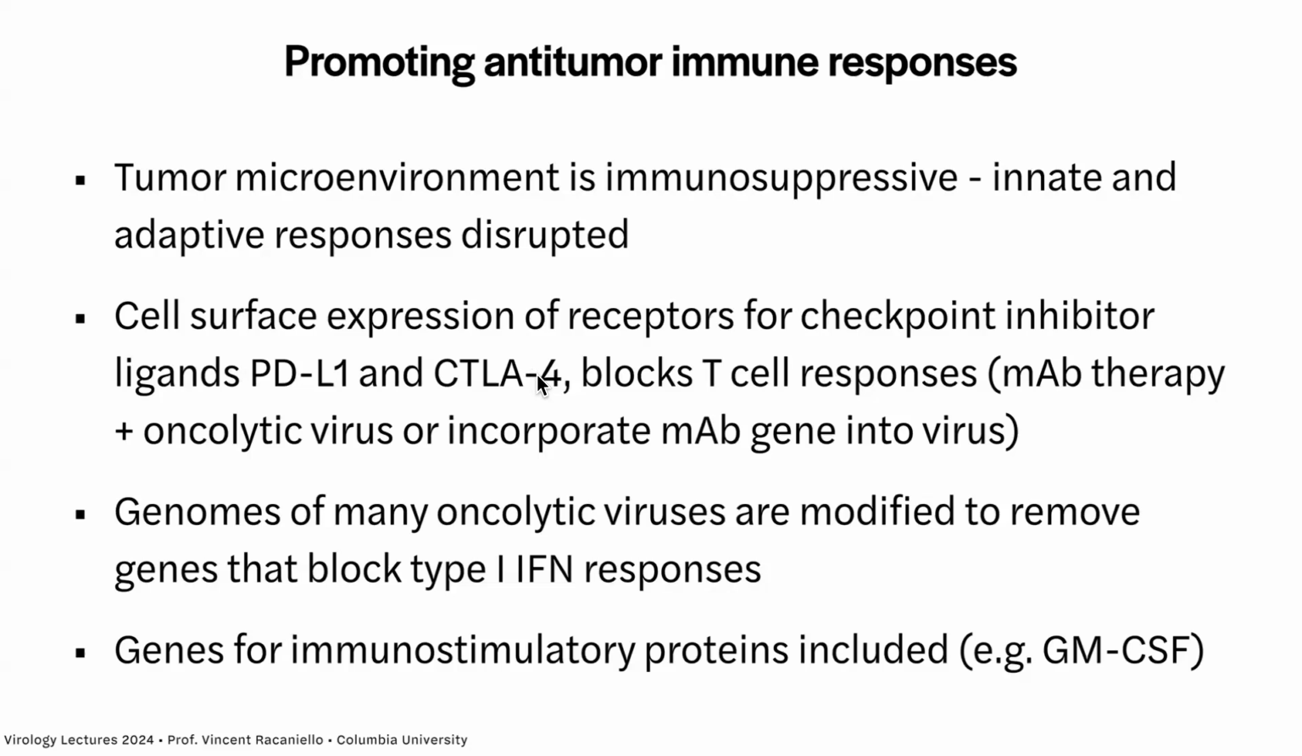But you can also incorporate the genes encoding these monoclonal antibodies. Again, the monoclonals against the ligands or their receptors. It's called checkpoint immunotherapy. And as I talked about earlier, the genomes of many viruses are modified to remove genes that block the type 1 interferon response. This will make them specific for the tumor, which is defective in the interferon response, but normal cells are not. And then finally, we include genes for immunostimulatory proteins like GM-CSF and chemokines that stimulate an immune response.